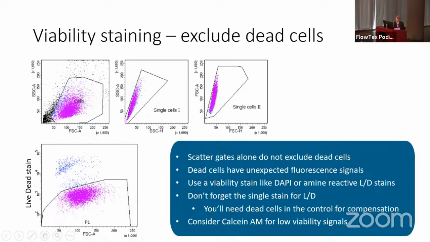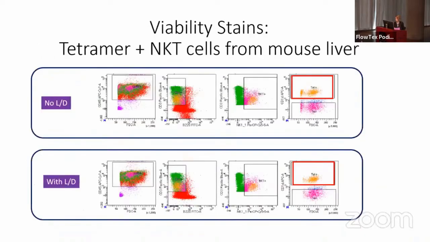And if you have very low viability, you might want to consider something like calcein AM. Calcein is available in a couple of different colors. In order to be fluorogenic, it requires the cell to be viable. So it's the only thing that lights up live cells instead of lighting up dead cells. It's always easier to consistently identify something that's positive than something that's negative.